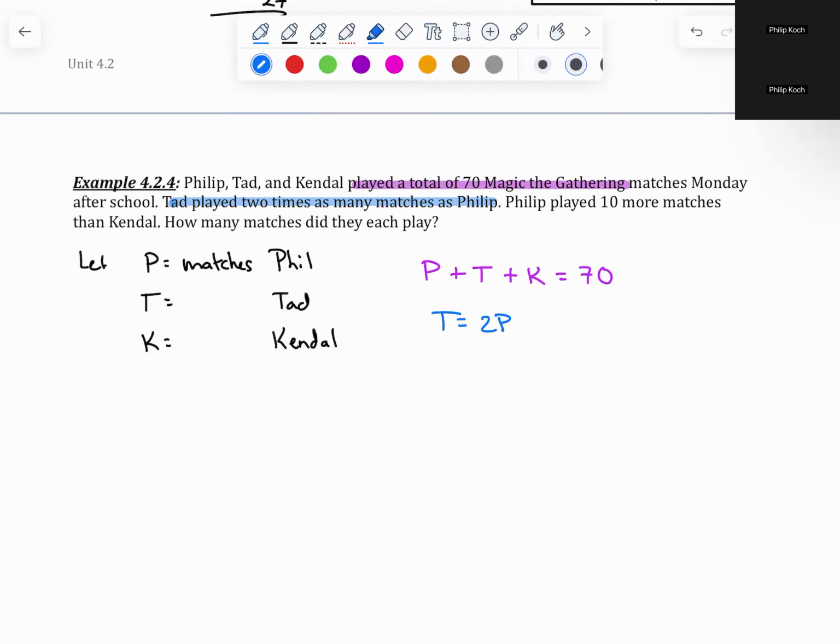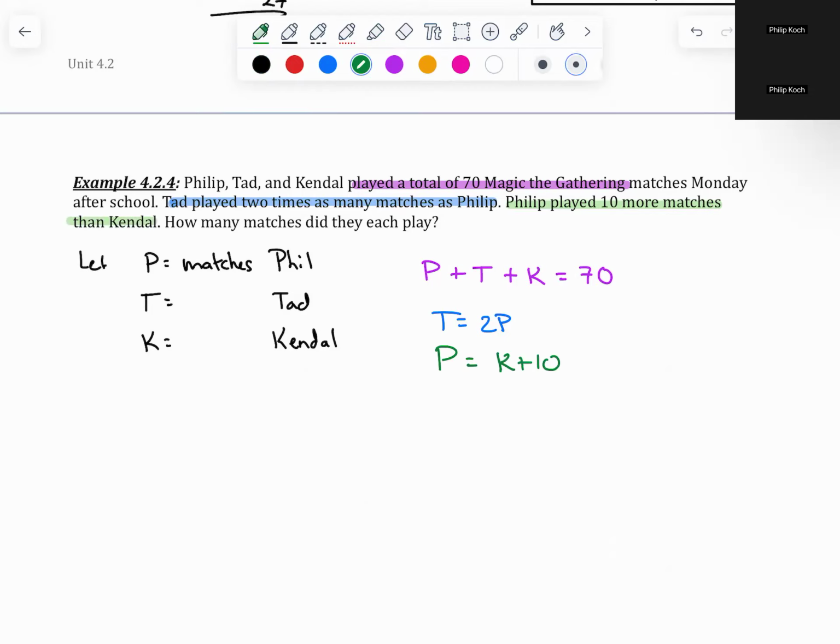The last one is this statement that Philip played 10 more matches than Kendall. So that one is quite quick. Philip's matches equals 10 more than Kendall's. So P is equal to K plus 10 or 10 plus K, however you want to write it.